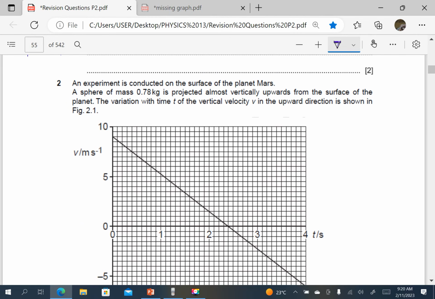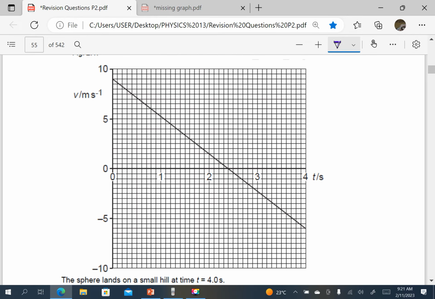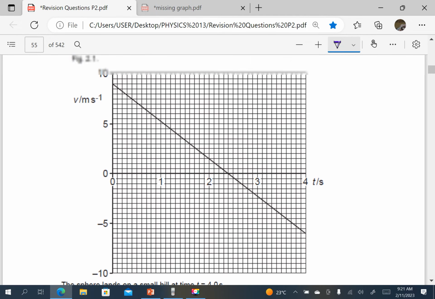An experiment is conducted on the surface of the planet Mars. A sphere of mass 0.78 kilograms is projected almost vertically upwards from the surface of the planet. The variation with the time t of the vertical velocity v in the upward direction is shown in the figure. Okay, so on the graph here, it is moving upwards.